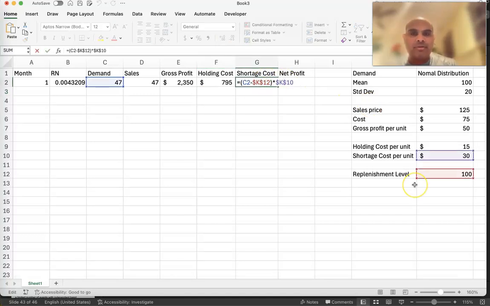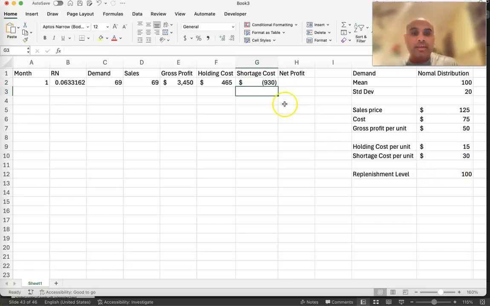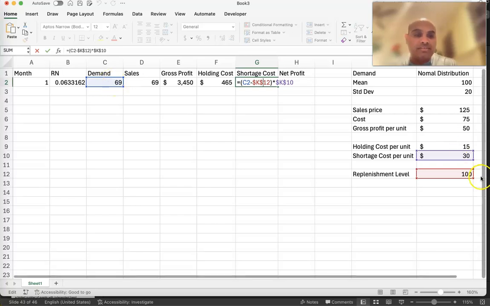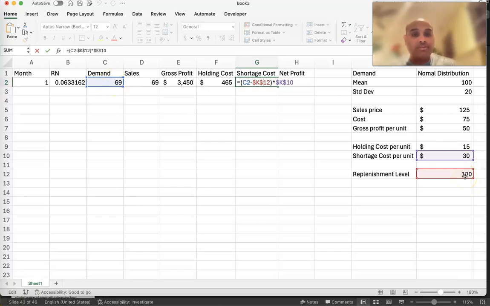Shortage cost is the difference between demand and the replenishment level, but only if demand is more than the replenishment level. If demand is not more than the replenishment level, then there is no shortage cost. The other way to think about that is, if this number is negative, then it doesn't make sense. This number cannot be negative. In other words, if demand is less than the replenishment level, the shortage cost is 0.